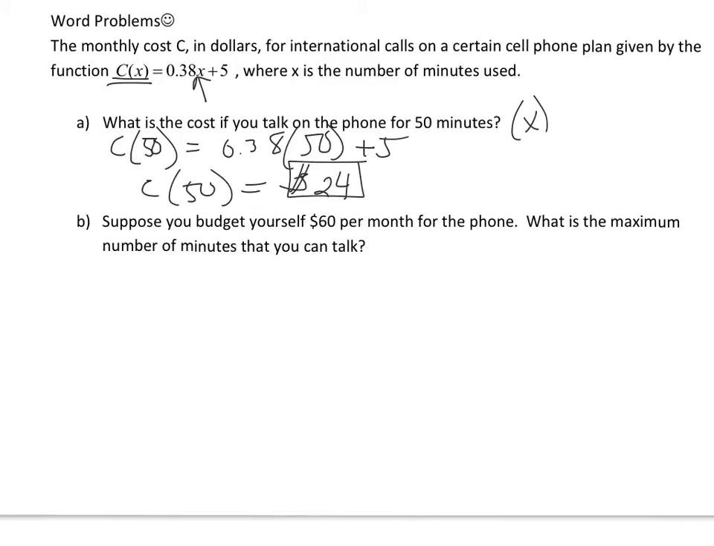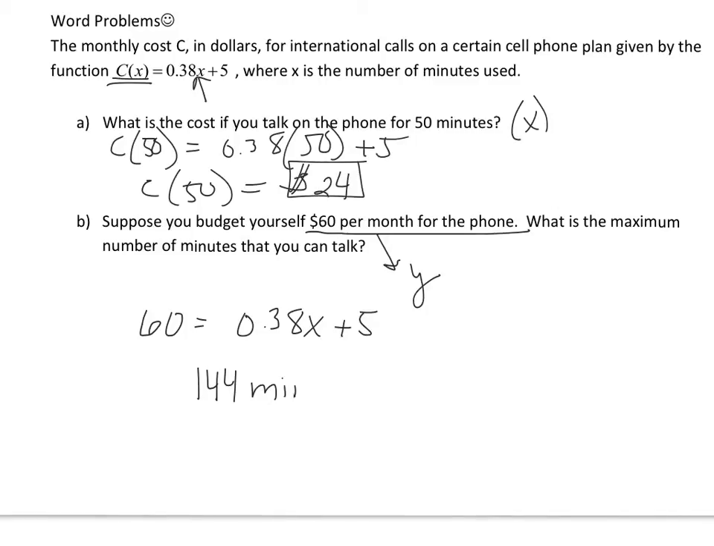What if you budget yourself $60 per month for the phone? So $60, that's your cost. So that's my y value. So when I go to plug it in, the 60 is going to come over here on the left, set equal to the function, right? Magic algebra, and I get 144 minutes. That's the max number I can talk. If you put it on a calculator, it's 144 point something, but you can't go over that, so we've got to call it 144.